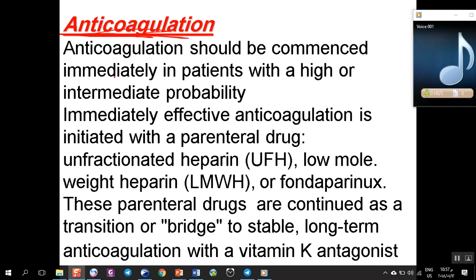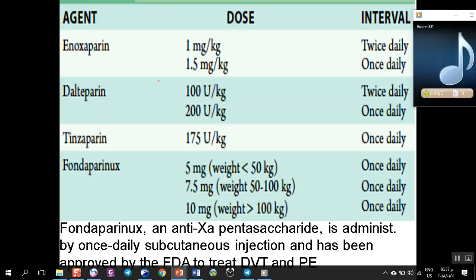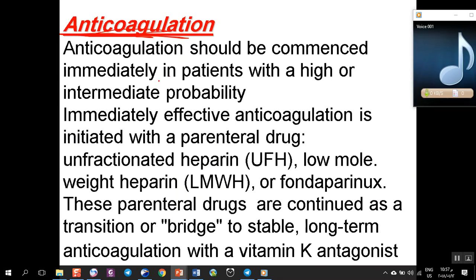So, we have antiplatelet and we have antithrombotic agents, for an established thrombus. Anticoagulation, like heparin or aspirin.